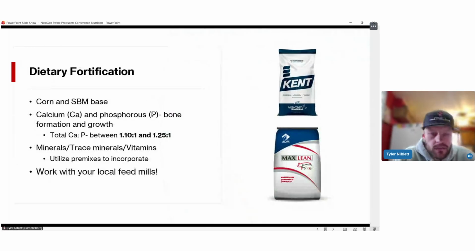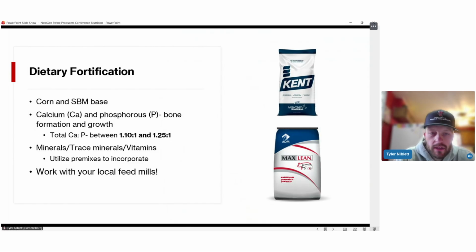Some brief overview of dietary fortification. Now, I generated this PowerPoint and presentation kind of broadly because I wanted to provide some information on both sides of the spectrum. In terms of dietary fortification, I urge you guys to work with your feed mills to generate rations for your farm, depending on your scale.